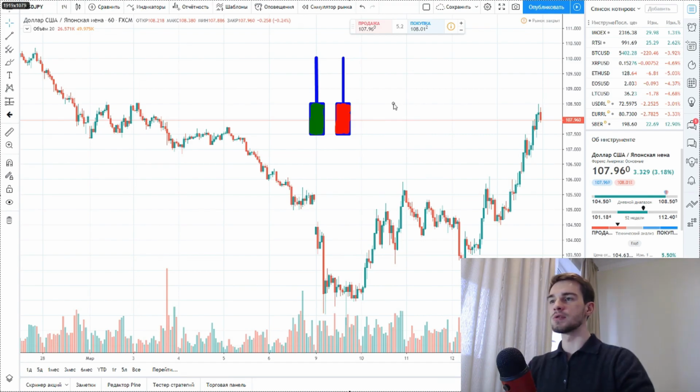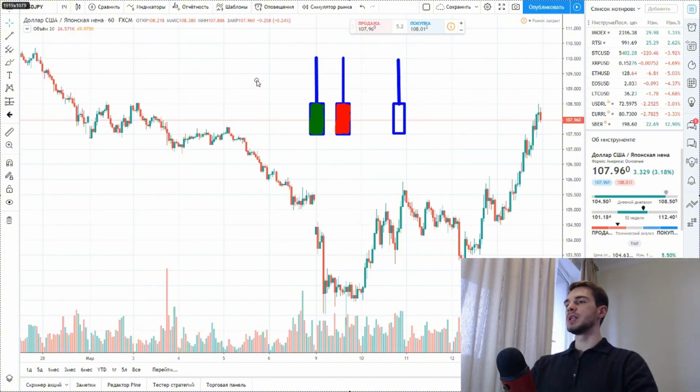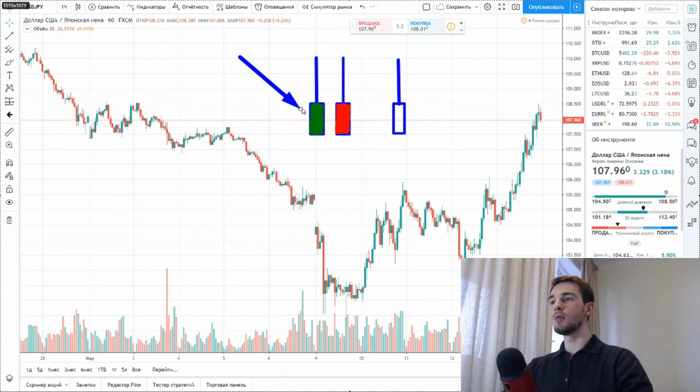Now let's consider the red candle. The opening was, let's say, right here. The price went up, bounced, and then decreased slightly. This means it became lower than its opening price and changed its color to red. In other words, the price is being pulled down. If we can still consider a breakout on a green candle, it is not recommended to consider a breakout on a red candle.